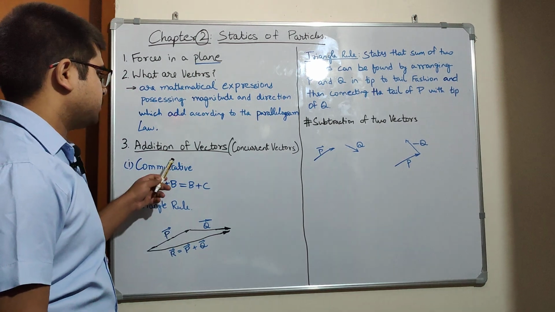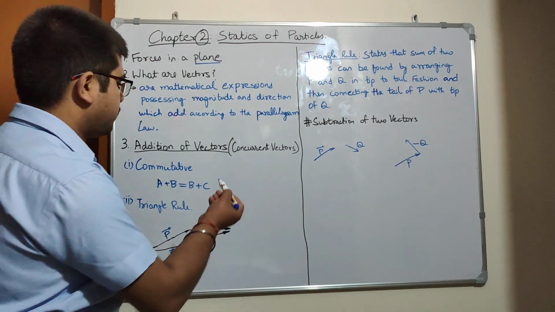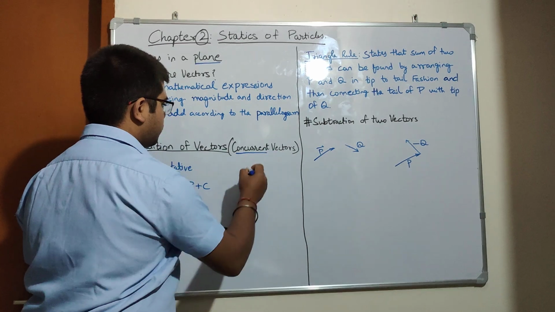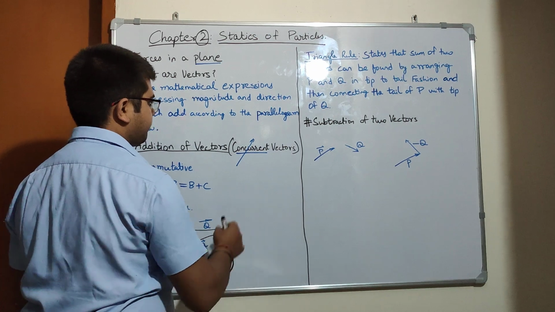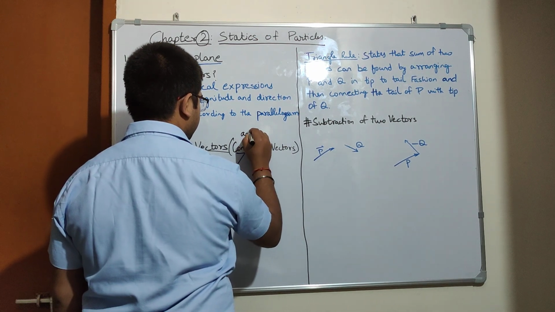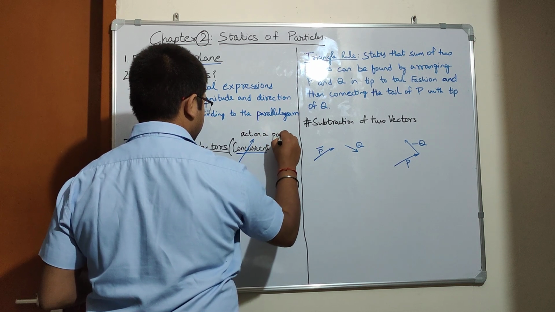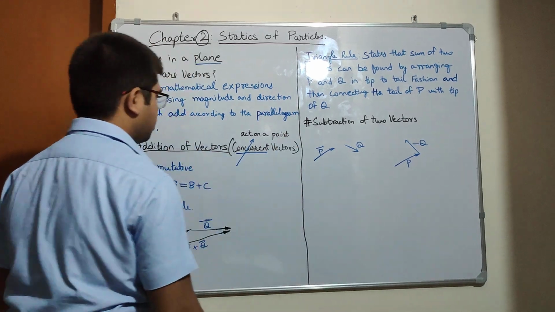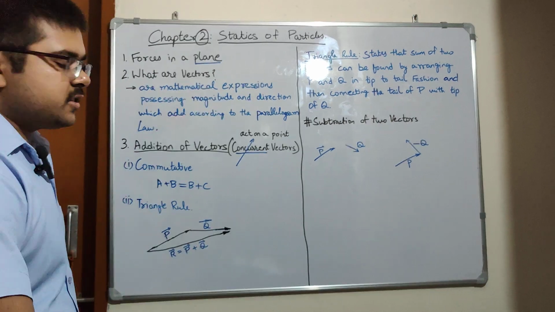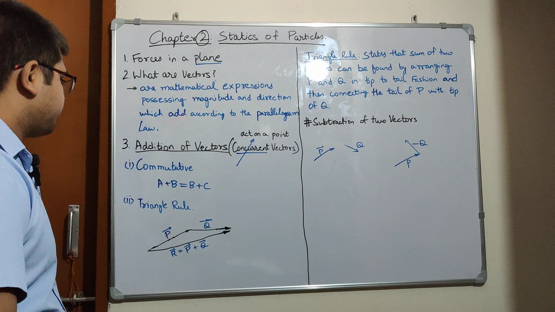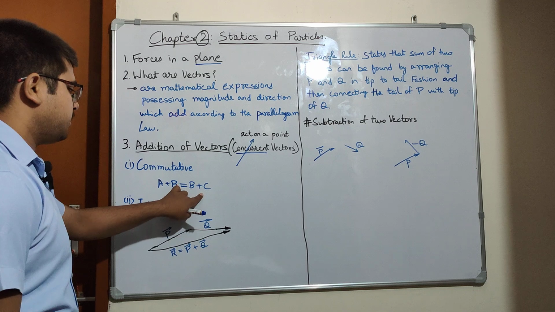Addition of vectors. In this, we are talking about concurrent vectors. Concurrent vectors mean that they act on a point. Addition of vectors is commutative. That is, a plus b is equal to b plus a.